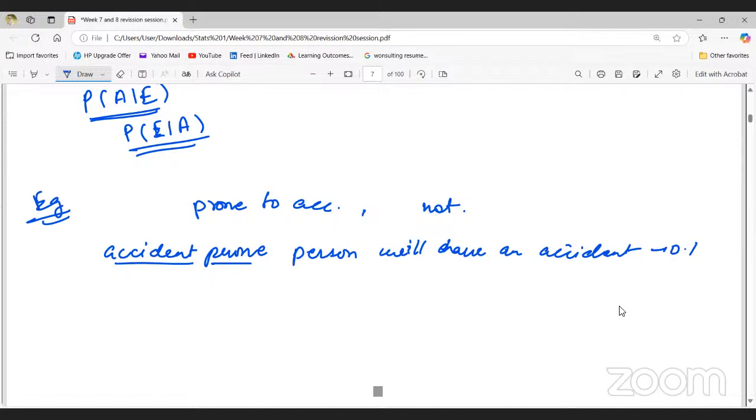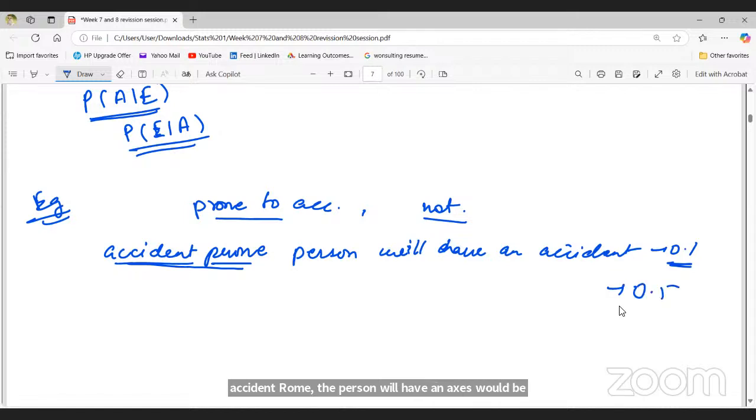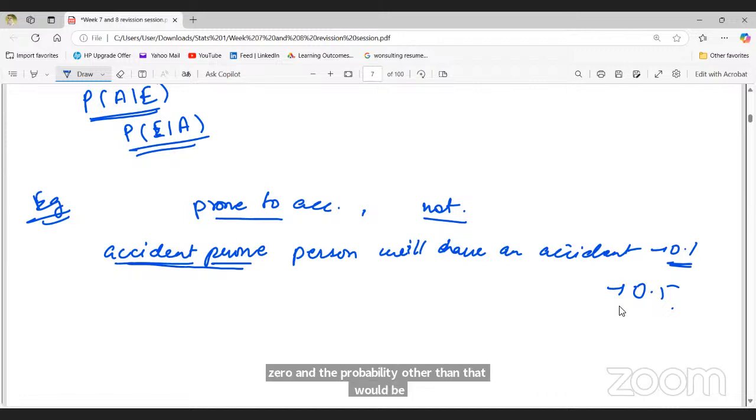So there are two types of classes: prone to accident, and not prone to accident. If the person is from the accident prone class, the probability that the person will have an accident is 0.1, and the probability for all others would be 0.05. Now suppose that the probability of accident prone is 0.2. It is given.